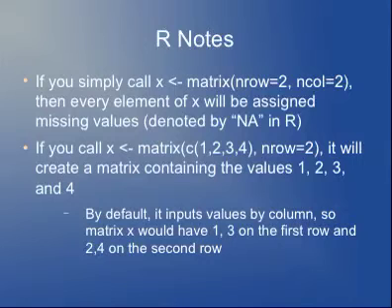As I noted earlier, if you just say x equals matrix, n row equals 2, n column equals 2, that'll give you a 2 by 2 matrix where every element is missing, and our missing values are denoted by NA. Whereas if you say x equals matrix 1, 2, 3, 4, n rows equals 2, then it will create a matrix containing the values 1, 2, 3, and 4.